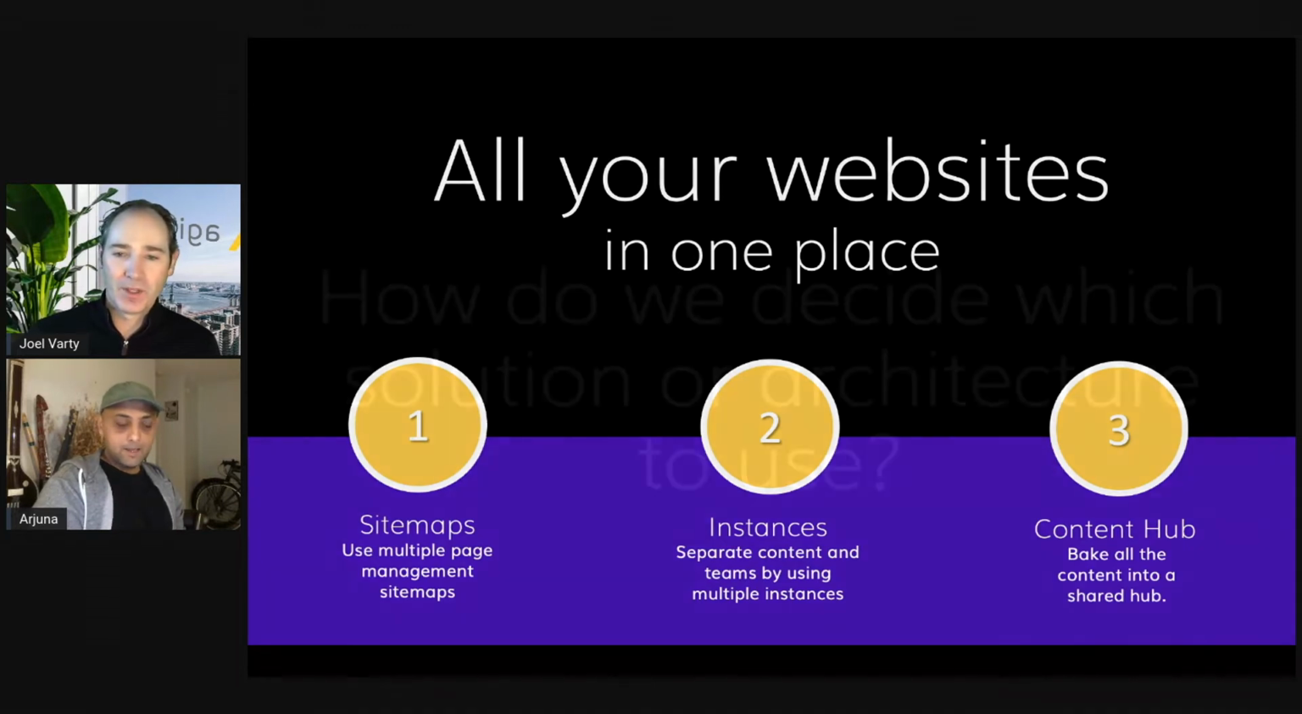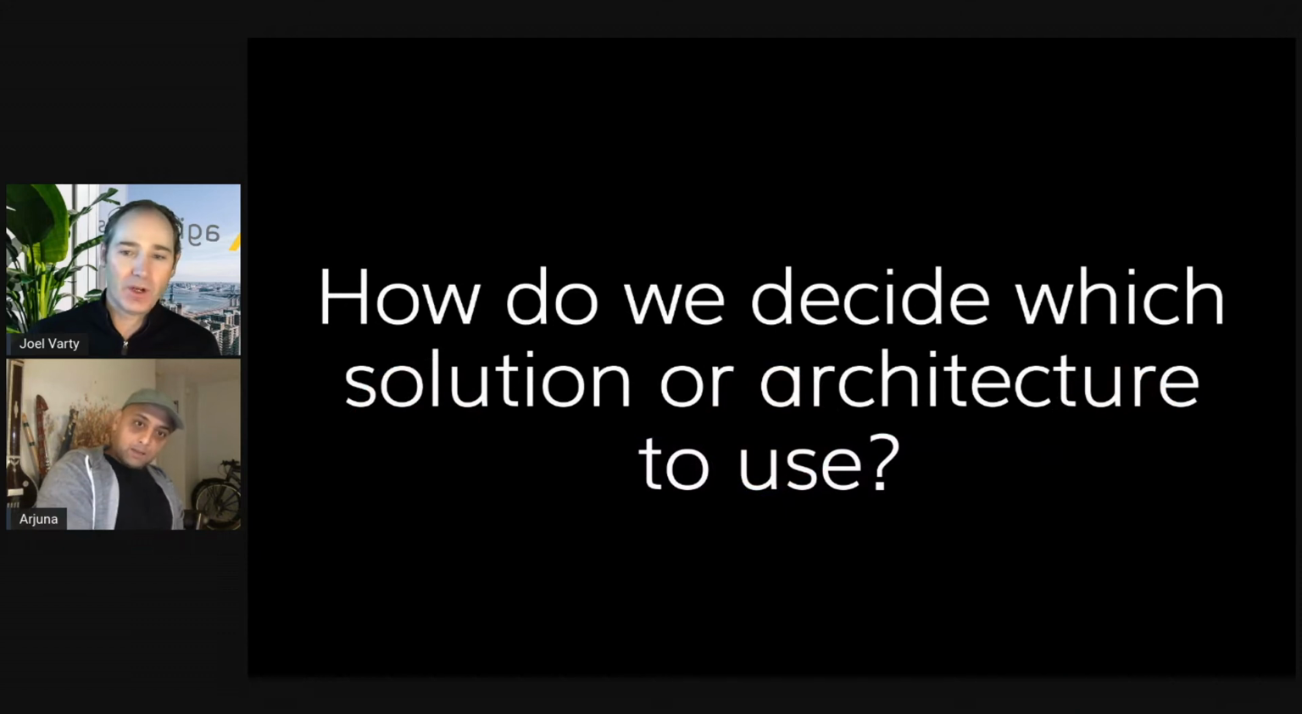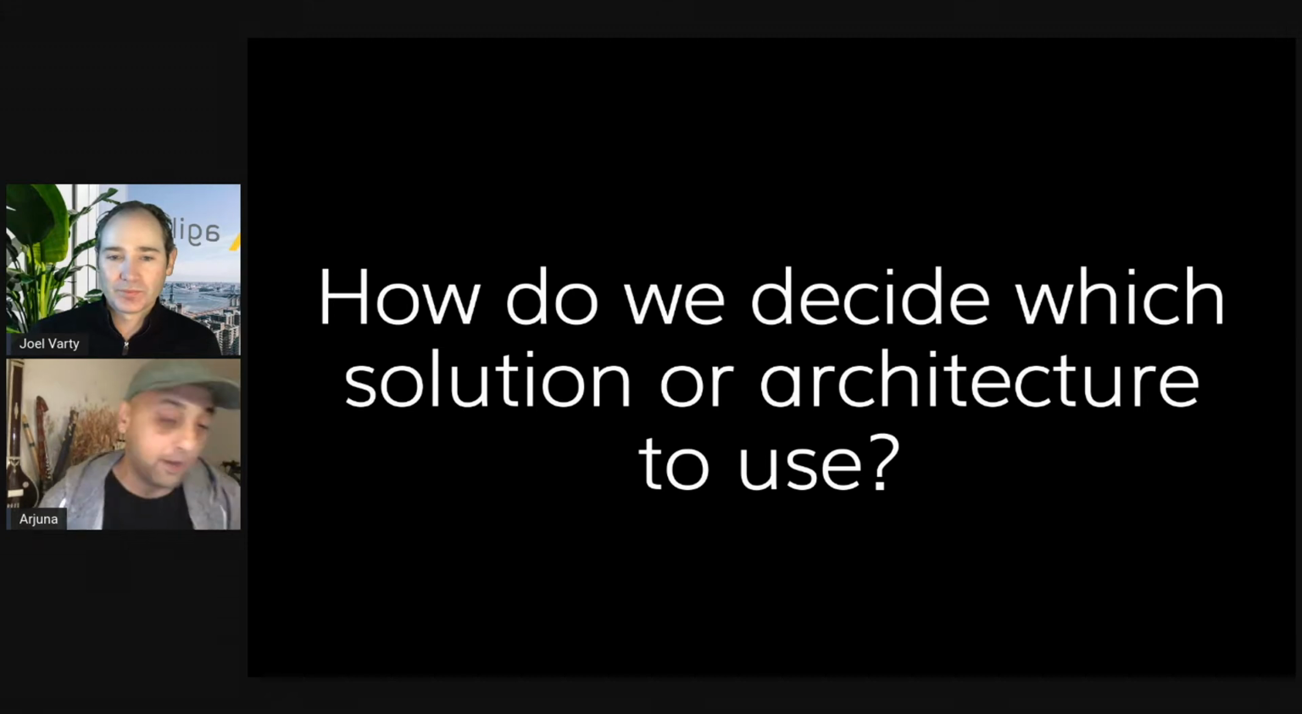So here's a question for you, Arjuna. How do we decide which solution or architecture to use? Oftentimes customers come to us and it'll be like, this is phase one, but we've got a lot of digital properties, and we're trying to figure this out. So how do you decide what solution or architecture to use when you're thinking about the future? Great question. This is the biggest question.